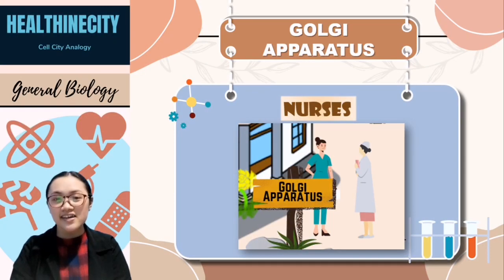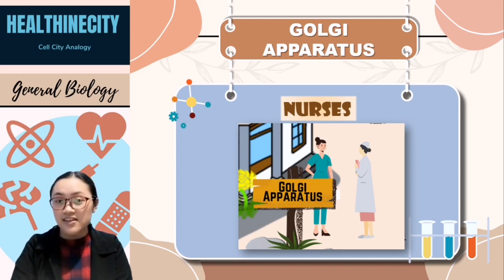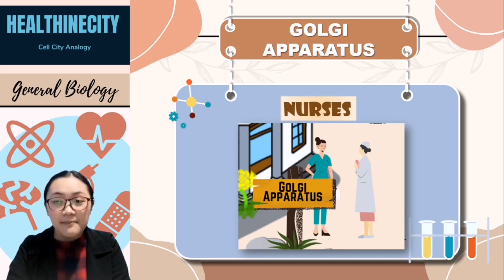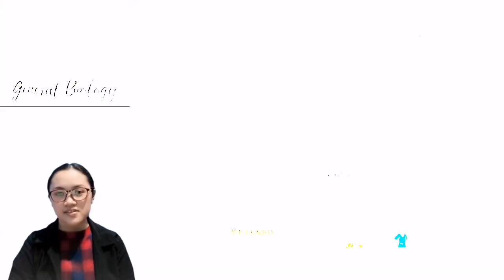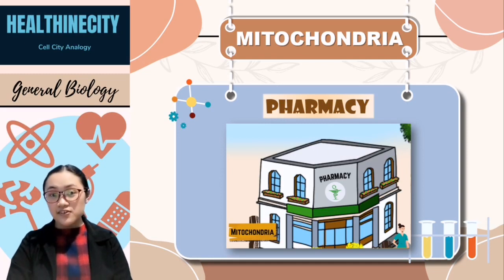The nurses are like the Golgi apparatus. The Golgi apparatus receives the proteins from the endoplasmic reticulum for processing or packing, and it will distribute them to other parts of the cell. So just like the nurses receive the patients and they will examine them and also distribute them to specific rooms or facilities in the HEALTHINECITY.